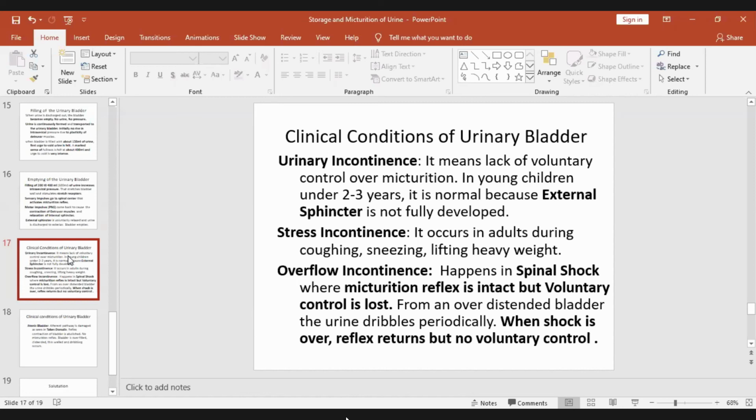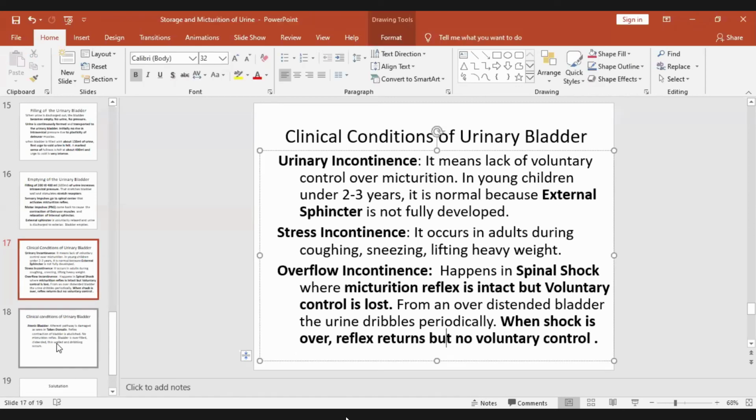When the shock is over, the reflex returns. Now see, try to remember this one. When the spinal shock is over, the micturition reflex returns back. The reflex from the bladder sensory to the spinal center, the micturition center, and back to the bladder. This recovers, but not voluntary control. Voluntary control is already lost.